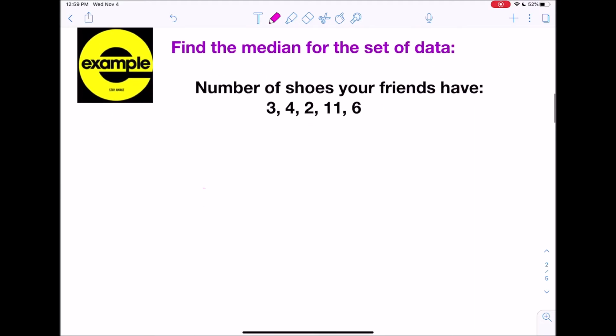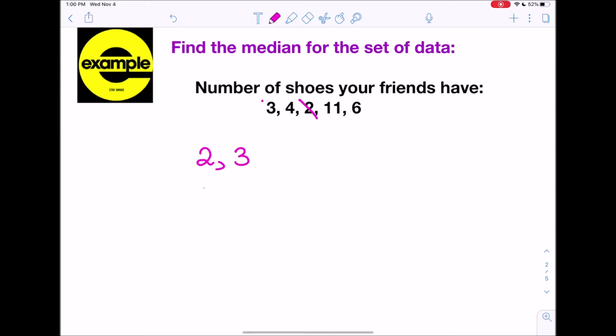So let's take a look at this example. Find the median for the set of data: number of shoes your friends have. Now notice, we have 5 numbers in the set of data, and they're not in order from least to greatest. Okay, so that's the first thing we need to do. So I'm going to go ahead and start ordering it from least to greatest.